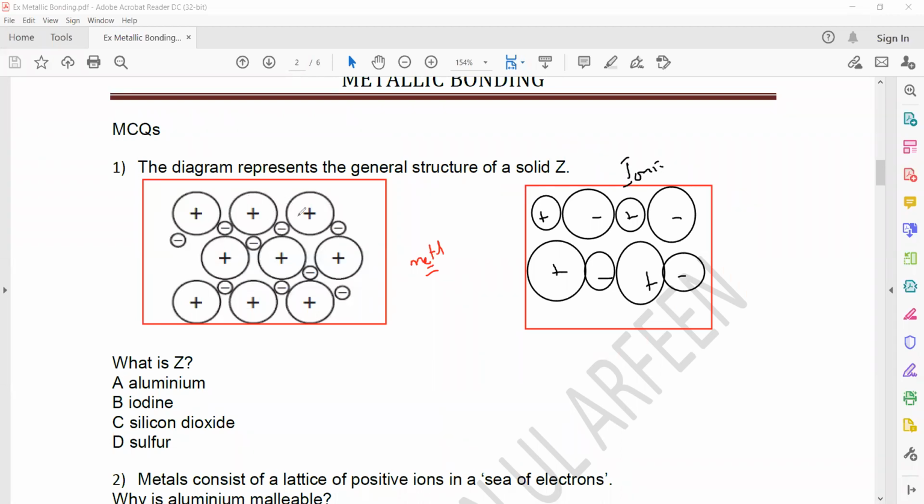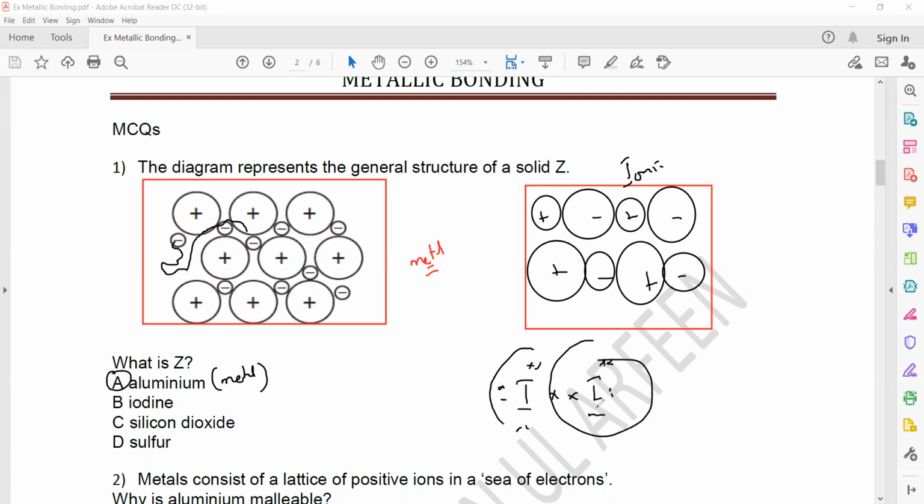So this is the structure of an ionic compound. But in the case of metal, there is a lattice of positive ions, and these are the free electrons, which can move anywhere. When we check which one is a metal, aluminum is a metal. That's why this is a structure of aluminum. Why not iodine? Because iodine is a non-metal. Non-metals have covalent bonds, or a sharing of electrons.